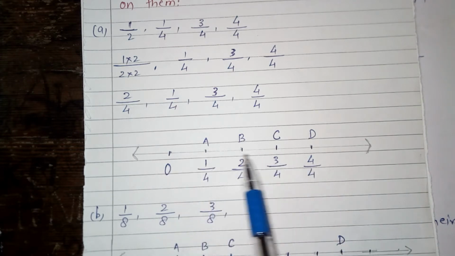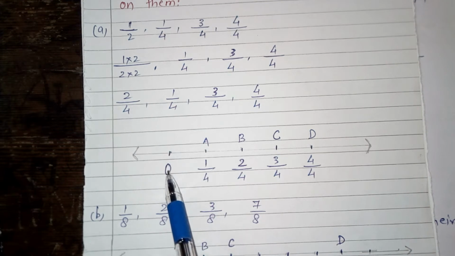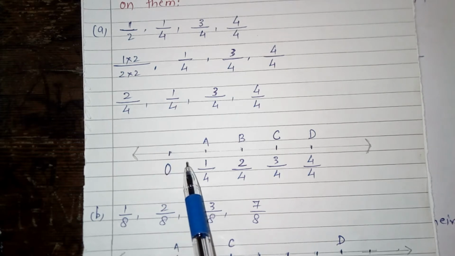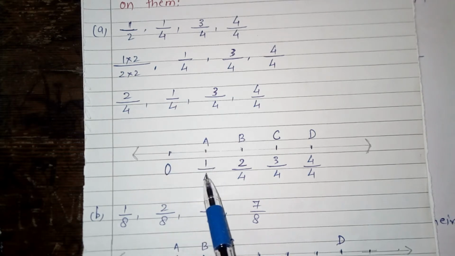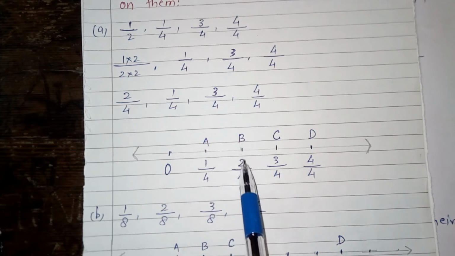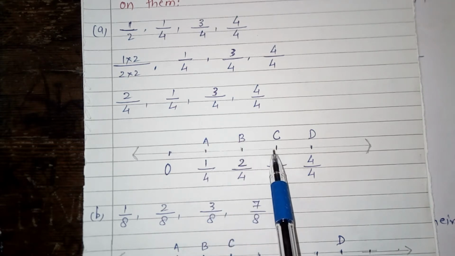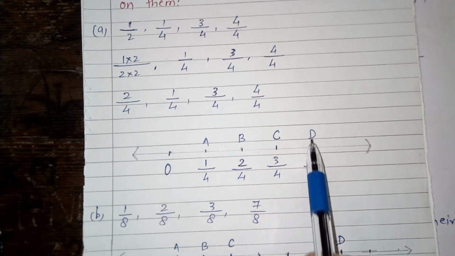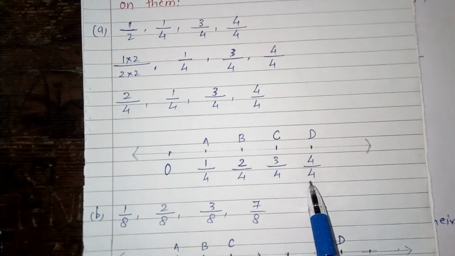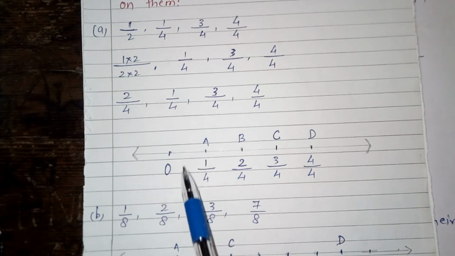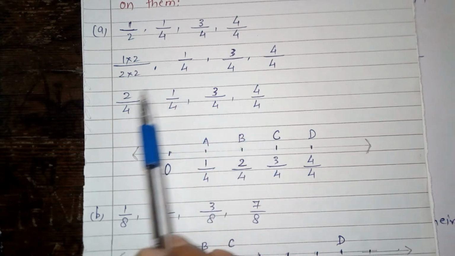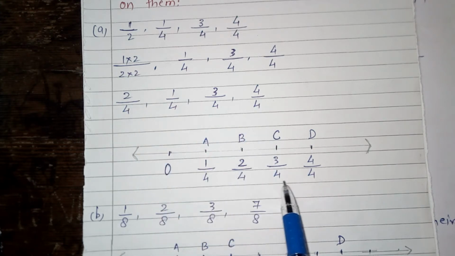As you are looking, this is the 0. The starting mark belongs to 0. Now mark A belongs to 1 upon 4, mark B belongs to 2 upon 4, mark C belongs to 3 upon 4 and mark D belongs to 4 upon 4. In this condition we will locate all the fractions on the number line.